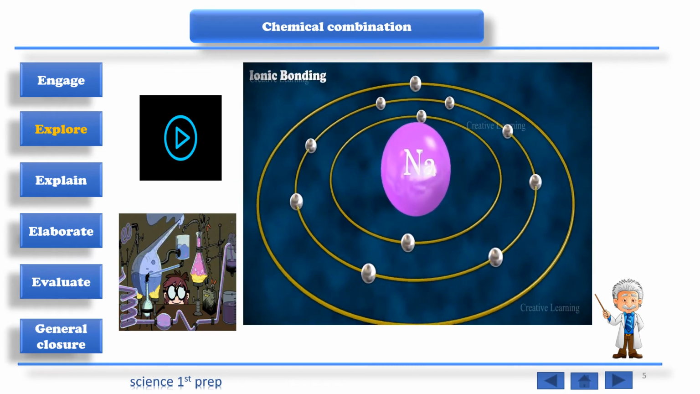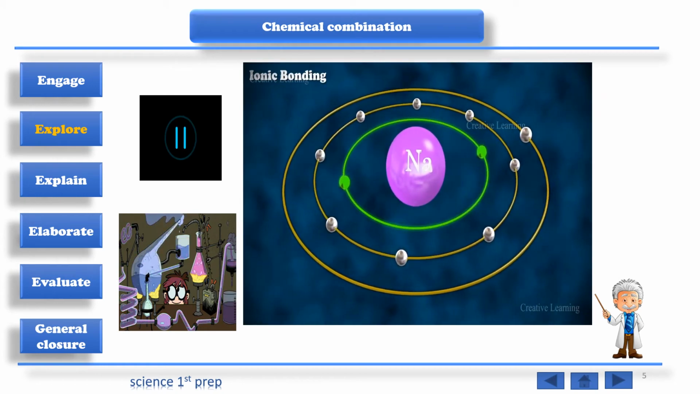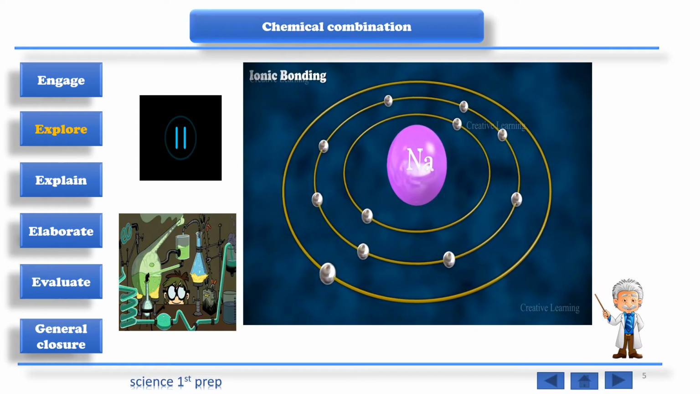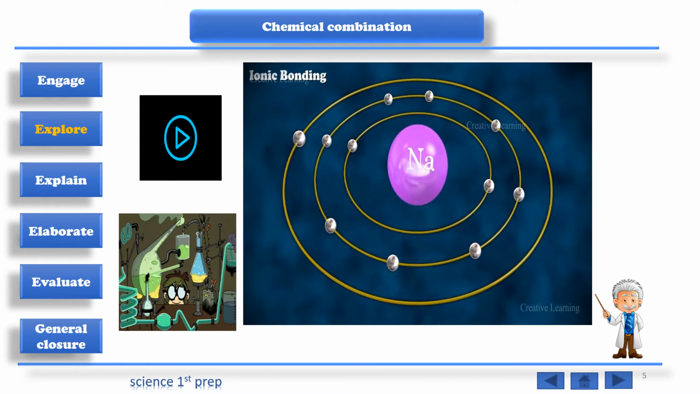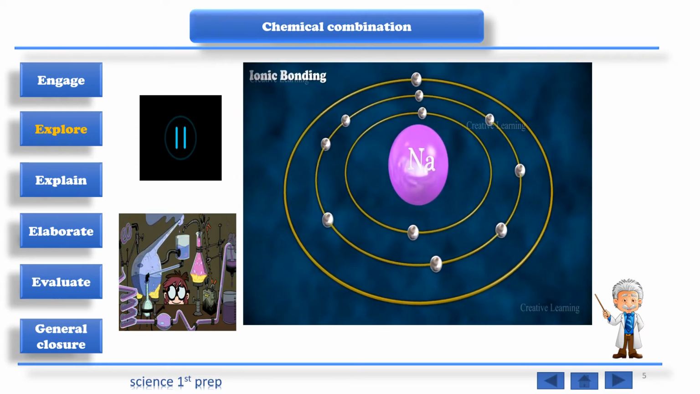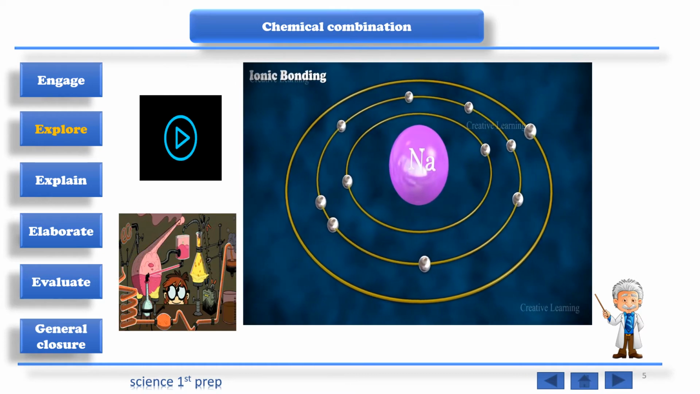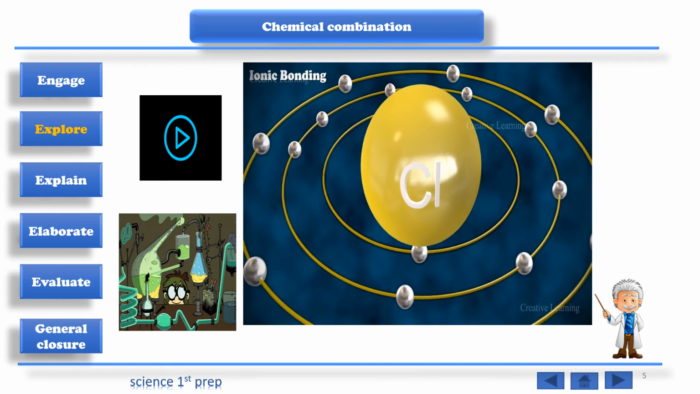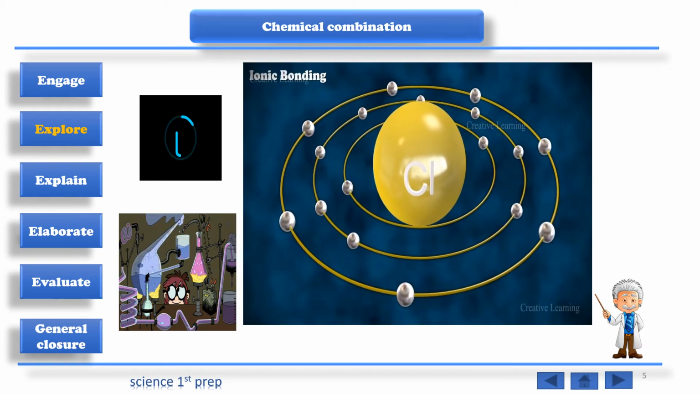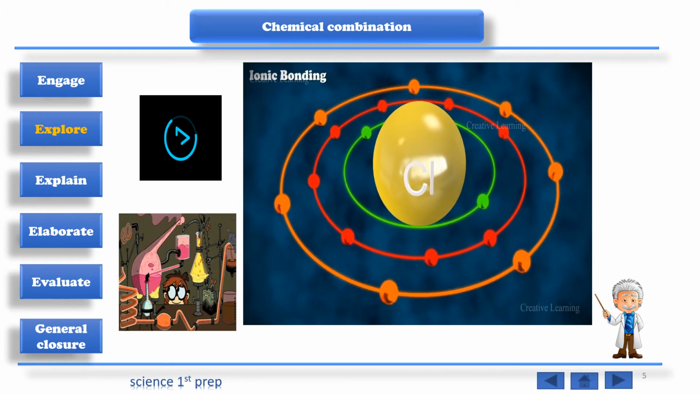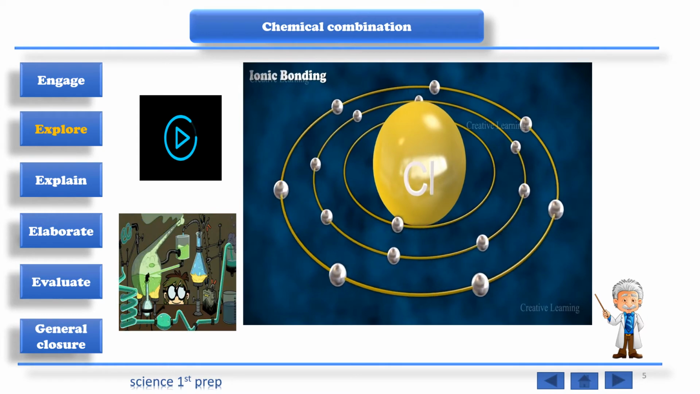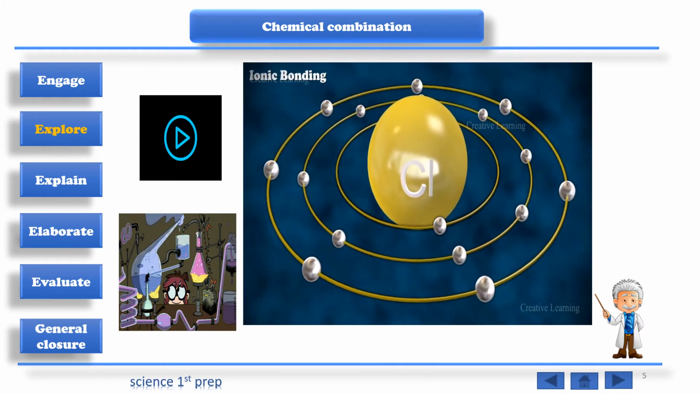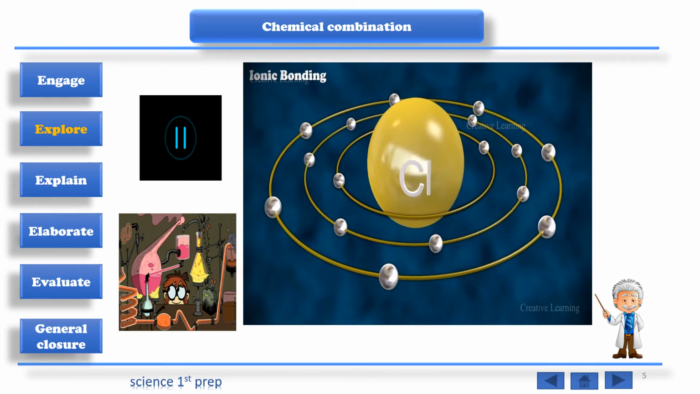Sodium metal has electronic configuration 2, 8 and 1. It has one electron more than a stable noble gas structure. If it gives away that electron, it would become more stable. On the other side, chlorine has electronic configuration 2, 8 and 7. It has one electron short of a stable noble gas structure. If it could gain an electron, it too would become more stable.